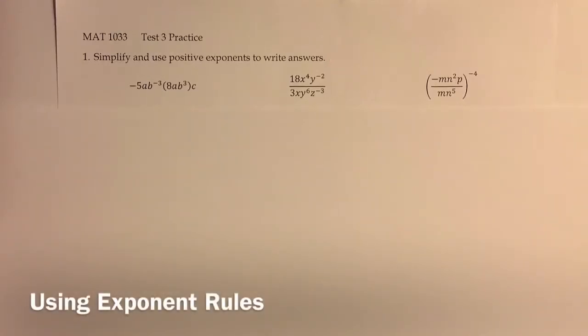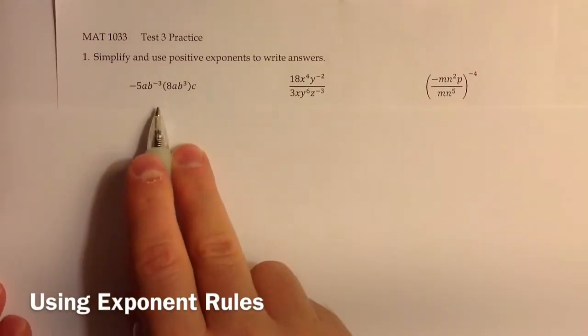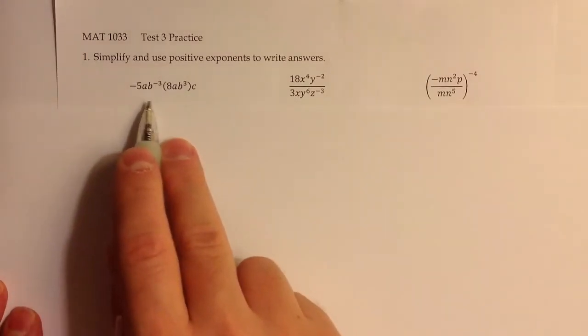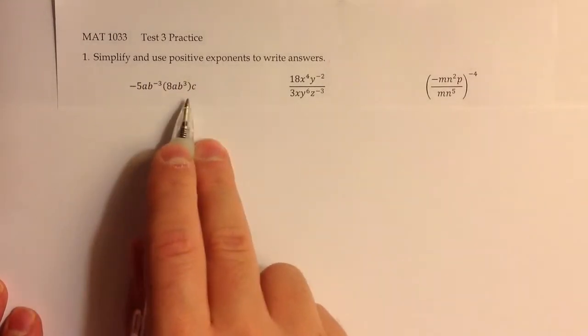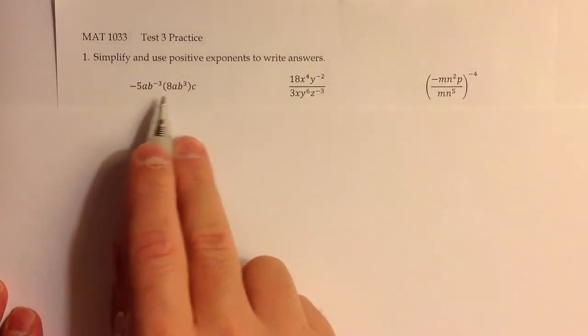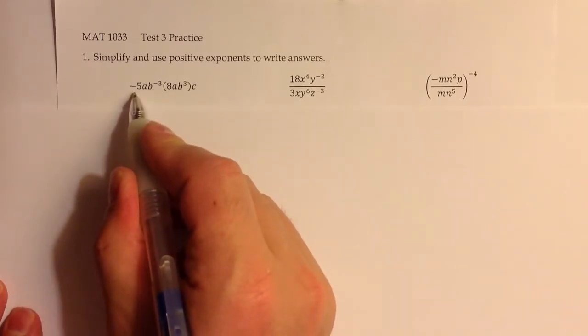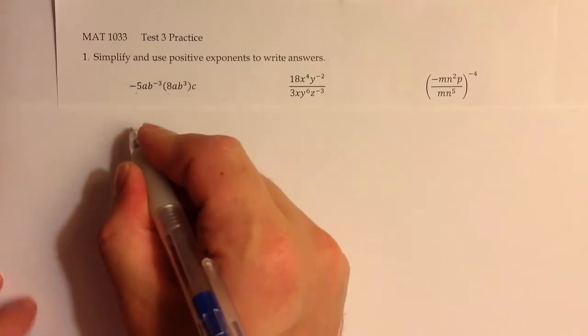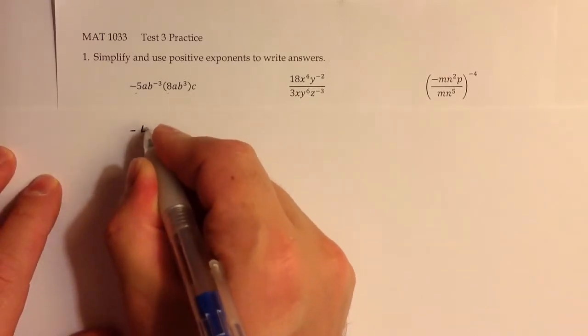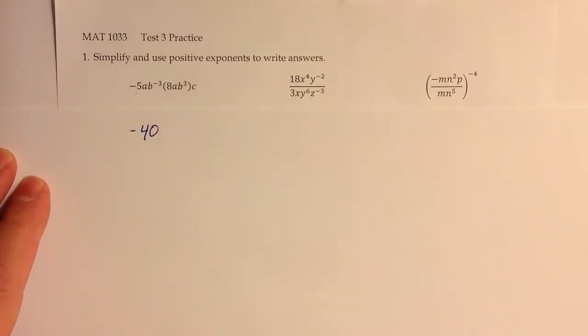Let's take a look at some problems where we use the exponent rules to simplify expressions. In the first expression, I have a bunch of things multiplied together. This is all just multiplication, and so we can gather together the similar exponents and multiply the coefficients. Right, so negative 5 and 8. I can multiply those to get a negative 40 as the new coefficient.